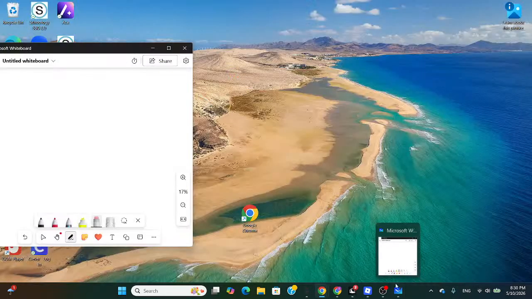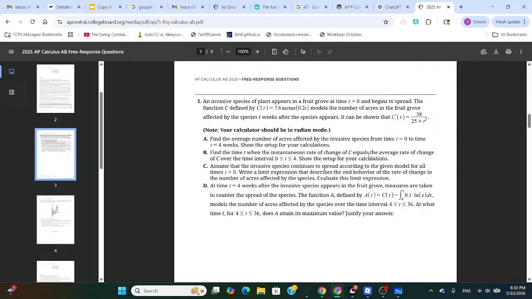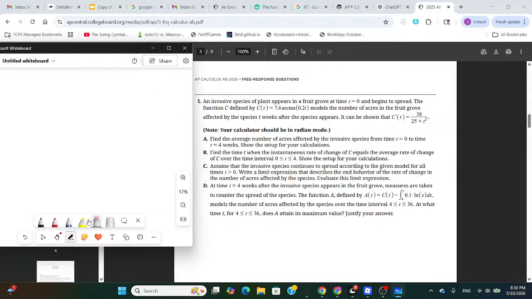Oh, okay, that was pathetic. That was bad. Let me do B. Find the time t when the instantaneous rate of change of C equals the average rate of change of C over the time interval 0 less than or equal to t less than or equal to 4. Okay, guys, I'm good. I'm just gonna set it up. I'm not gonna actually calculate it because I don't have a calculator with me.